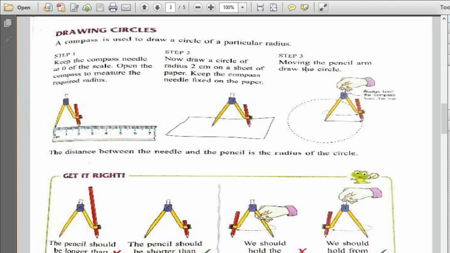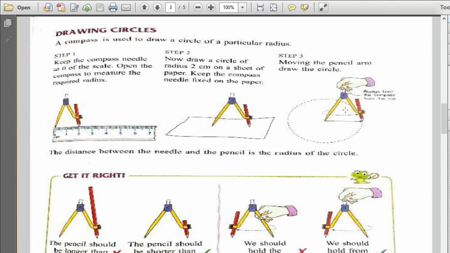Now see the step 3. Moving the pencil arm for drawing the circle. This only I was telling you in step 2 that the arm in which the pencil is fit will go on rotating. The hand that is having needle, or you can say the needle of the compass, will remain constant. It will remain fixed. It will not rotate. The arm that is having pencil, it will rotate to form a circle.